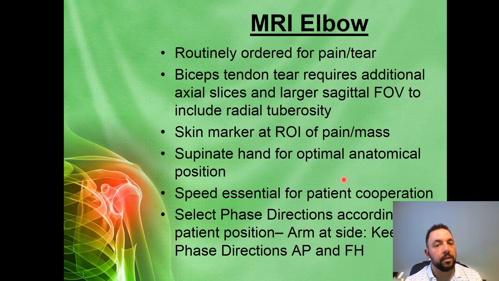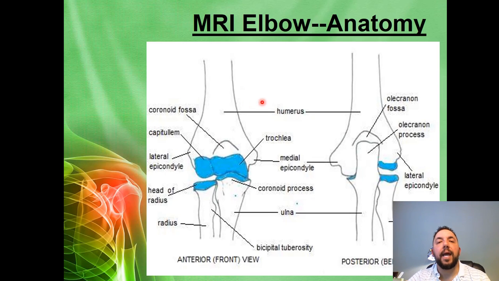Always select the phase directions according to the patient position. If the arm is at the side, keep your phase directions AP and foot to head. Obviously, if the arm is above the head, you don't have to worry about the body wrapping into your tissue. So again, adequate coverage is going to be through the actual elbow itself.